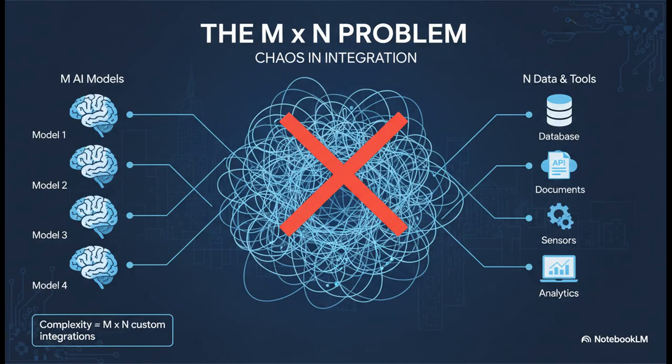Now, to really get why MCP is such a big deal, you have to understand the total nightmare scenario it fixes. It's called the M times N problem. Let's say you have M number of AI models and N number of tools or APIs. Before MCP, you had to write a custom piece of code for every single connection. This just explodes in complexity. It's an absolute disaster to maintain.